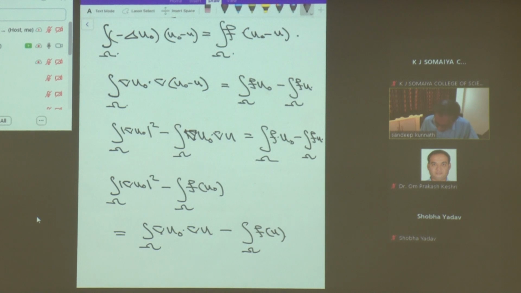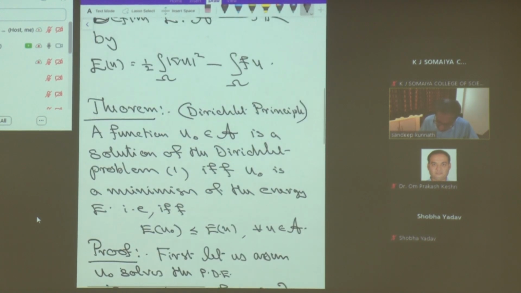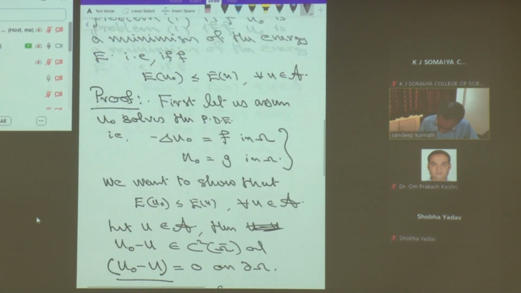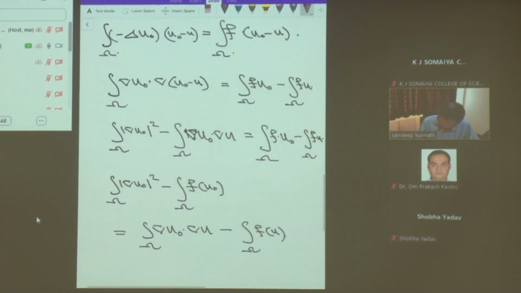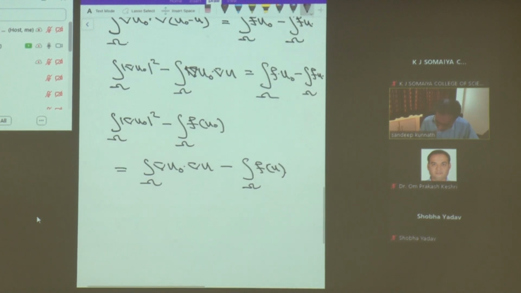Now on the left hand side it looks more or less like energy, modulo a factor 1 by 2 that is missing. So let's recall what energy is. Energy is half of integral over omega of gradient of u squared minus f of u. Okay. So the left hand side, if I have a 1 by 2 here, is going to be an energy. And the right hand side looks a little different. It is not exactly that.